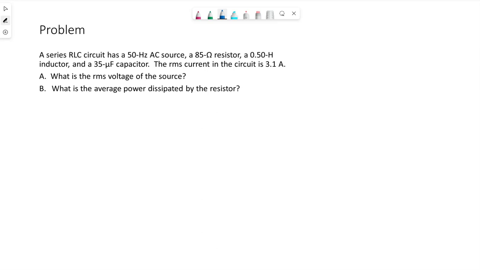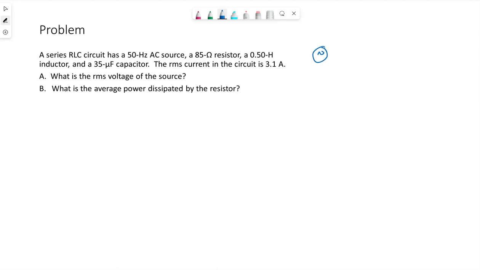We have an example problem here. A series RLC circuit has a 50 Hertz AC source, an 85 ohm resistor, a 0.5 Henry inductor, and a 35 microfarad capacitor. The RMS current in the circuit is 3.1 amps. So two questions. A, what is the RMS voltage of the source? And B, what is the average power dissipated by the resistor?